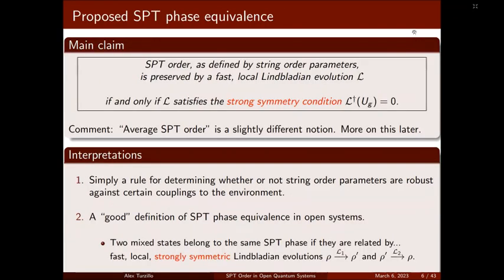So with that behind us, I can get to the main claim that I want to make, which is that SPT order, if we define it according to string order parameters, is preserved by these evolutions precisely when the evolution satisfies a strong symmetry condition. And it's worth noting that this, at least superficially, seems in contradiction to some claims that have been made about average SPT order. But as I'll talk about in a later slide, this is because we're using a slightly different notion of what it means for a phase to be preserved.